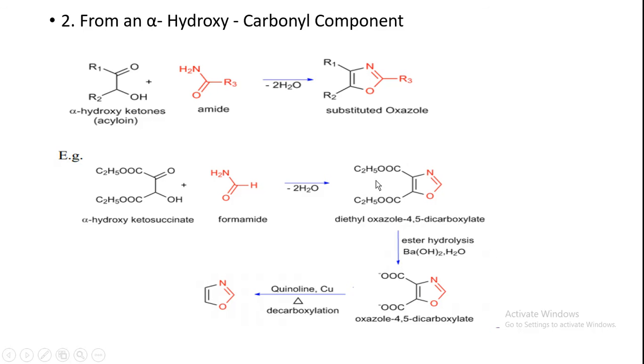This is a dicarboxylate, and ester hydrolysis in the presence of barium hydroxide, so C2H5 comes out, gives oxazole-4,5-dicarboxylic acid. This is also an oxazole, but to remove the other groups, in the presence of quinoline and copper as a catalyst, decarboxylation takes place, that is 2 CO2 come out, and it forms ultimately the desired structure, oxazole.